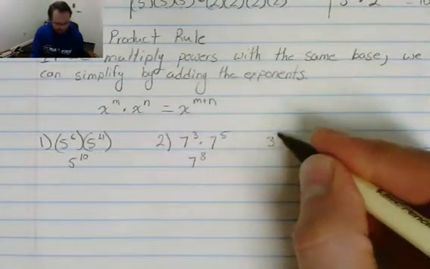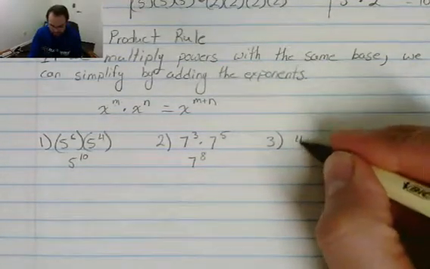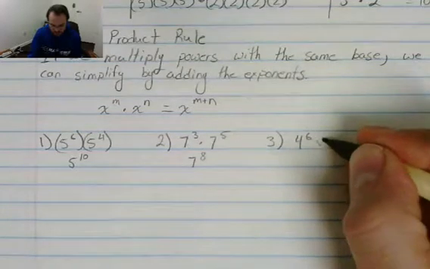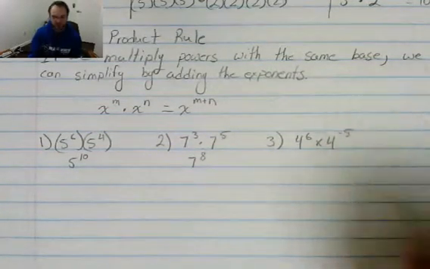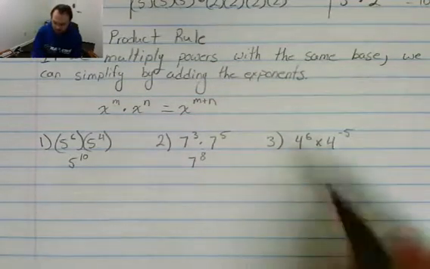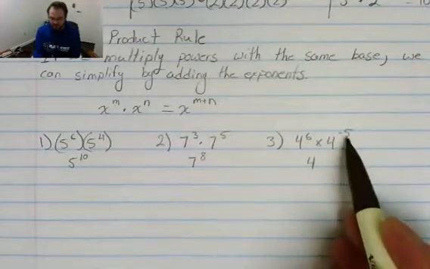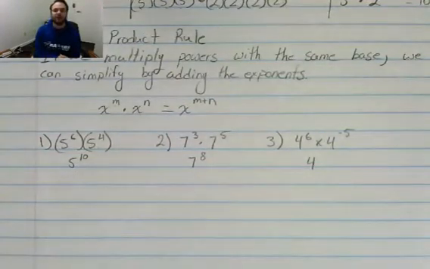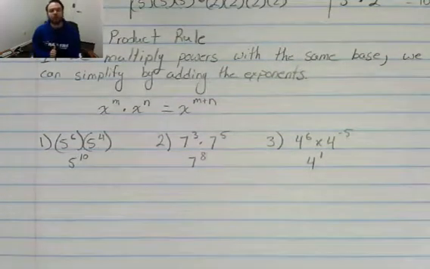Now let's look at a third example. This one's going to be a bit trickier. Here I have 4 to the power of 6 multiplied by 4 to the power of negative 5. Well, we still have the same base, so we have a 4. Now we have to add my exponents. I have positive 6 and then negative 5. So 6 plus negative 5 gives me 4 to the 1, or just 4.